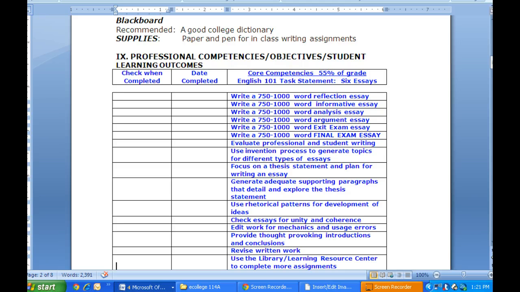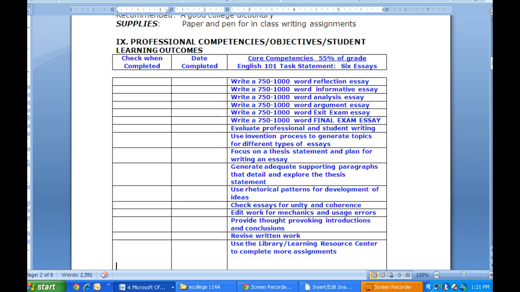So we will be practicing in-class writing by doing drafts of our other essays in class, just to give you practice in timed writing. We will also use lots of peer feedback. We'll learn how to generate a good thesis. We'll learn how to generate good support paragraphs, use different rhetorical patterns of development, check essays for unity and coherence, and of course edit your work for mechanics. That's spelling, grammar, and that sort of thing.